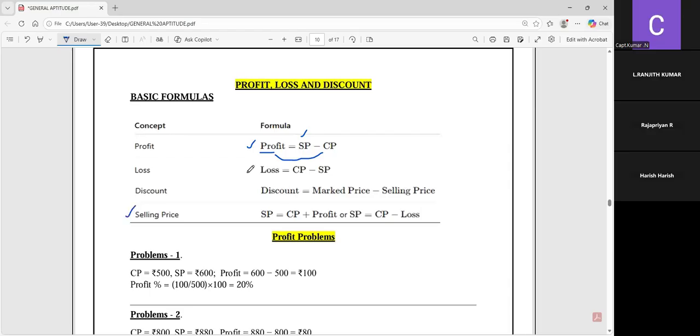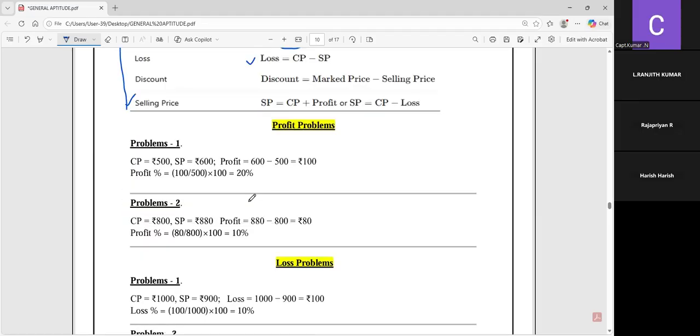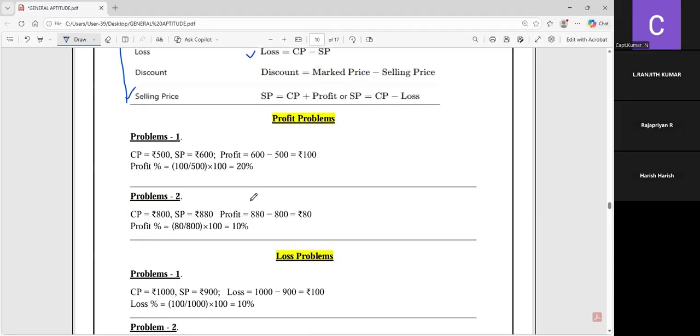And from this formula also, you can keep this capital price, the CP, on the side. The selling price is equal to capital price plus profit. This is a basic profit. Yes, we see one problem, a profit problem.